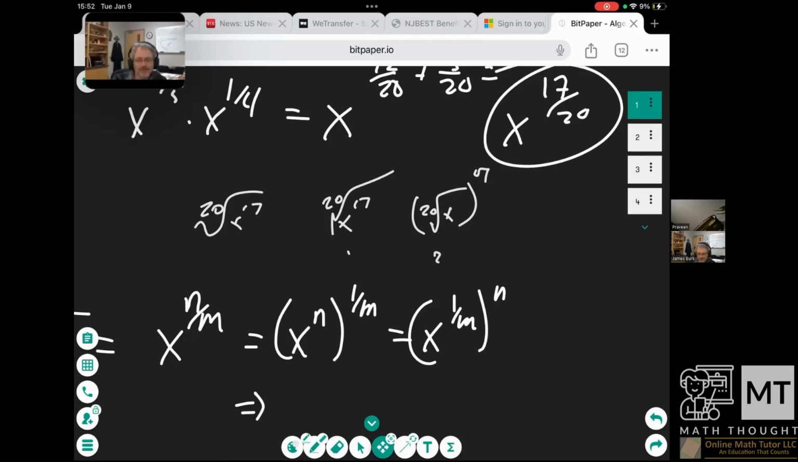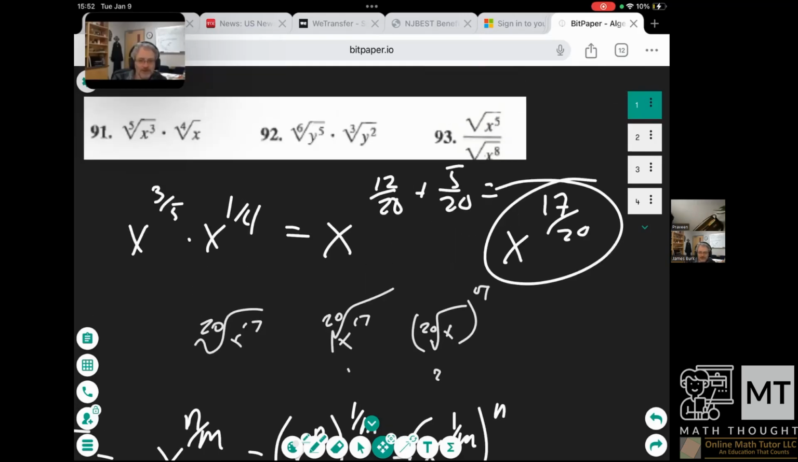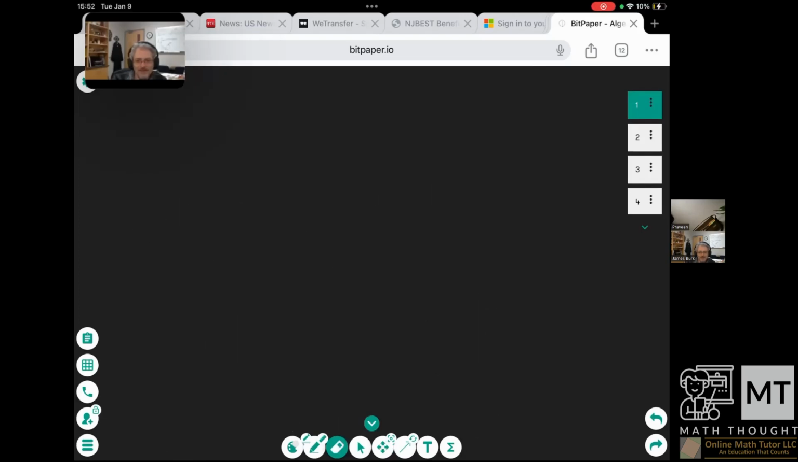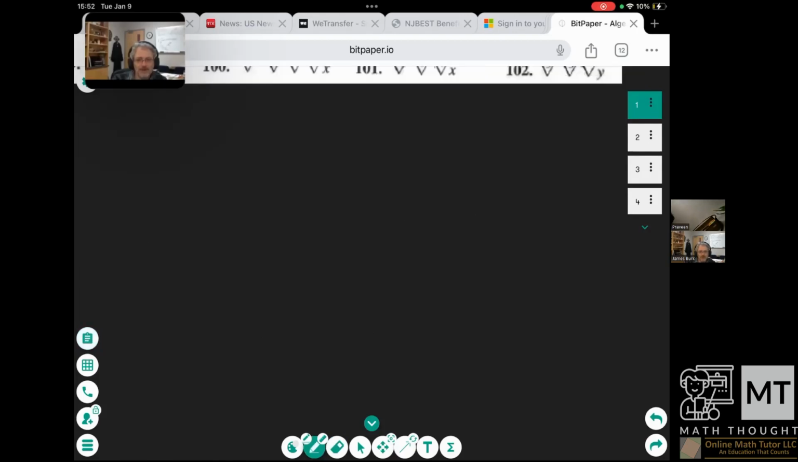Gotcha. All right, you ready for the lightning round? Sure. How fast can you go here? See if you can simplify the expressions. A radical within a radical. It's kind of a radical idea.